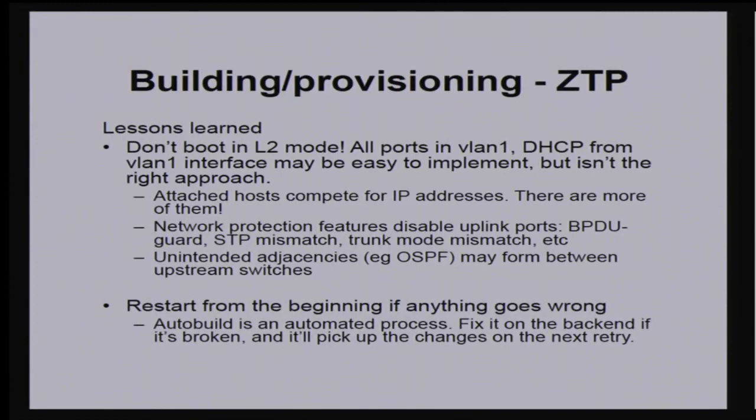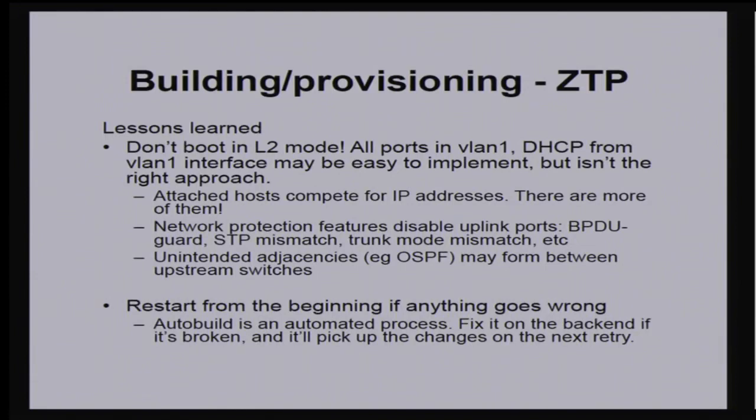Another thing we found out is that if you're plugging this into a layer 2 environment, there are a lot of protection mechanisms that exist to prevent rogue switches from being connected to your network. BPDU guard, native VLAN mismatch, spanning tree protocol, all kinds of things will prevent you from actually connecting to the network because the upstream switch will disable your port.